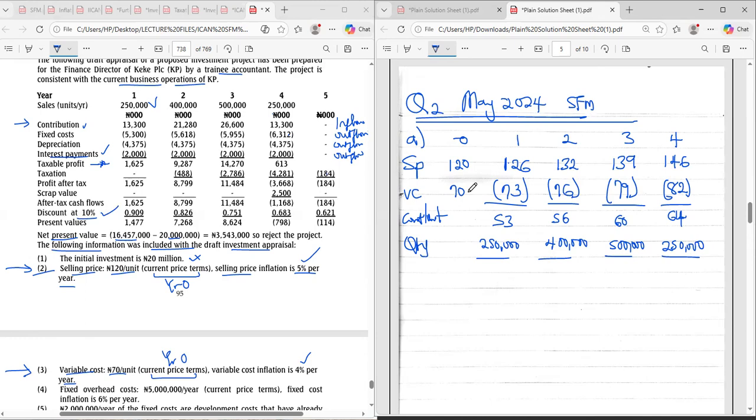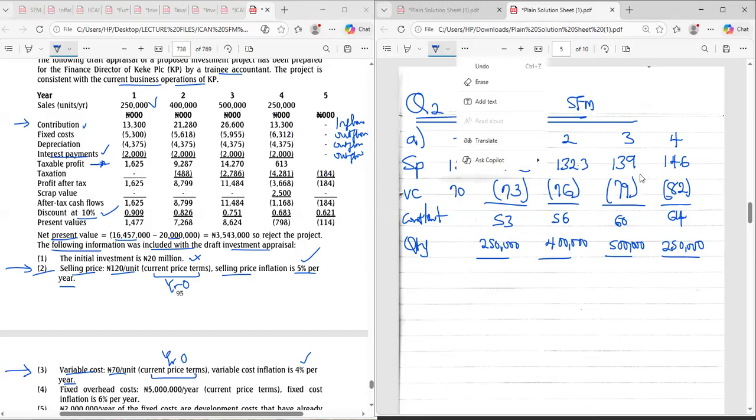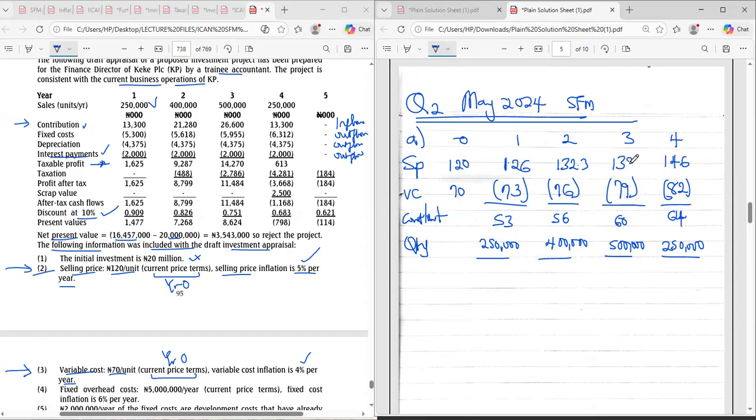Start from 120 times 105 divided by 100. That is 126. Times 105 divided by 100 for the next year. This is 132.3. Okay, times 105 divided by 100. This is 138.9. Times 105 divided by 100 again. That's 145.8, or 145.9.